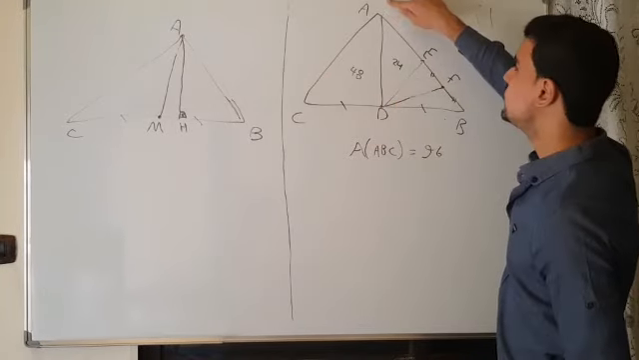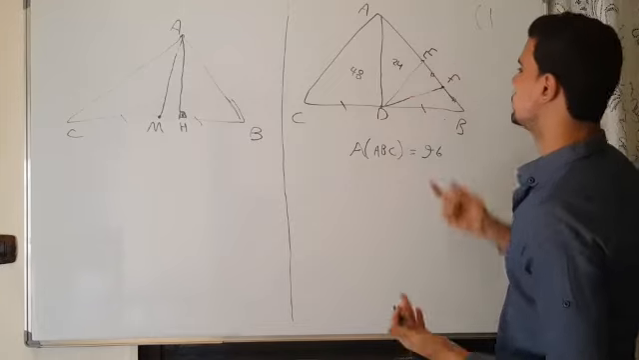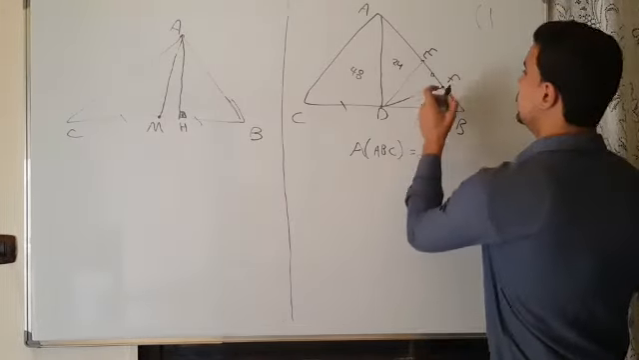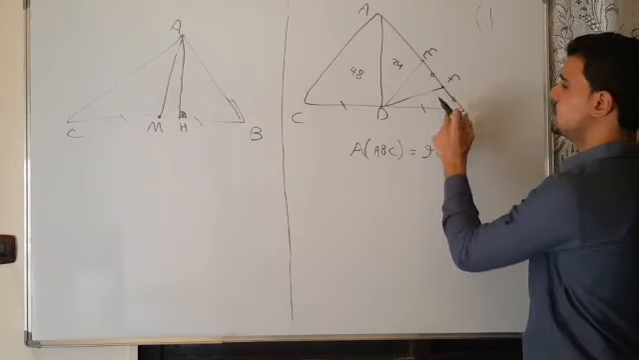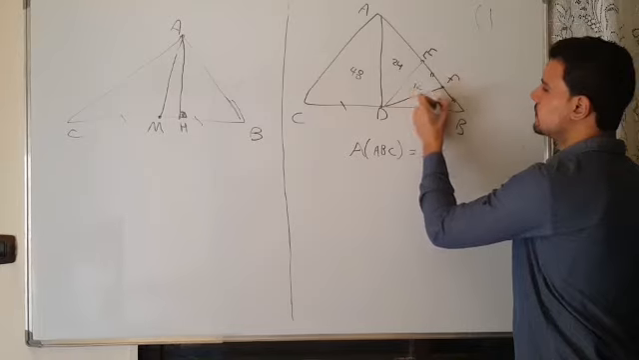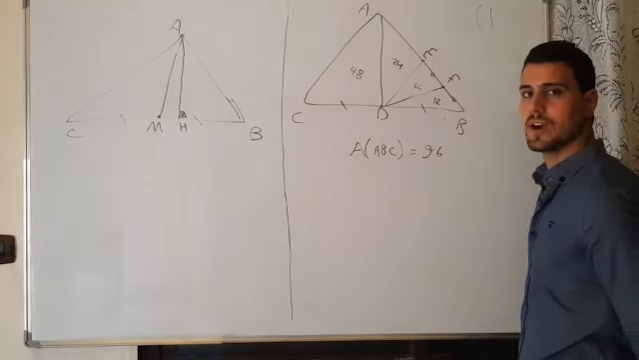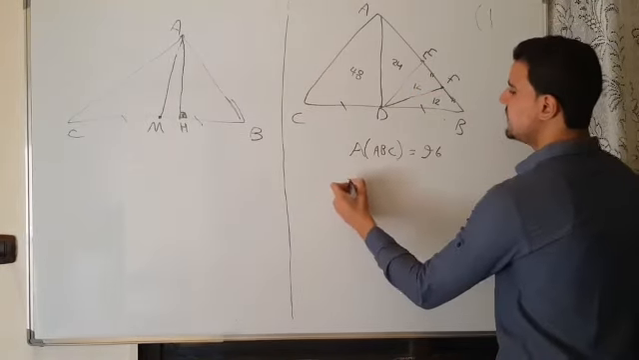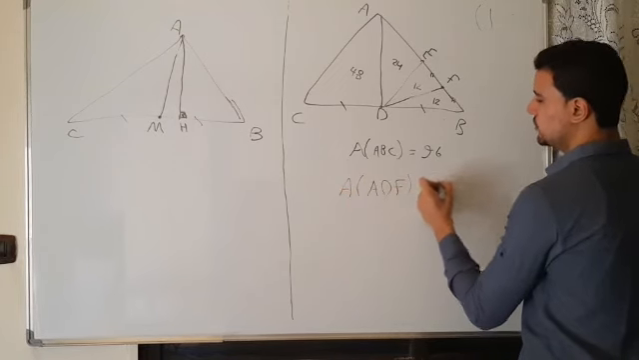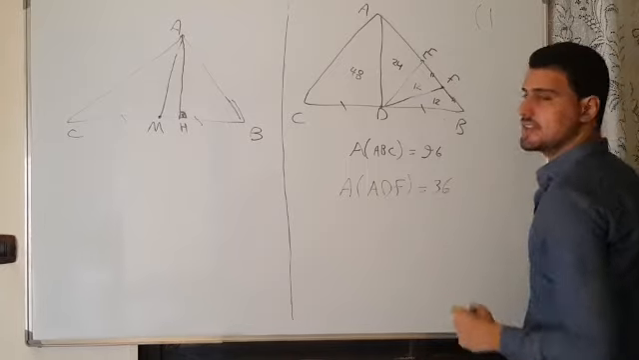Now what I really want is ADF. So what's our next step? Indeed, we should notice that F is also a midpoint. So 24 is cut in half. Right? Now ADF assembles that, which is equal to 36.